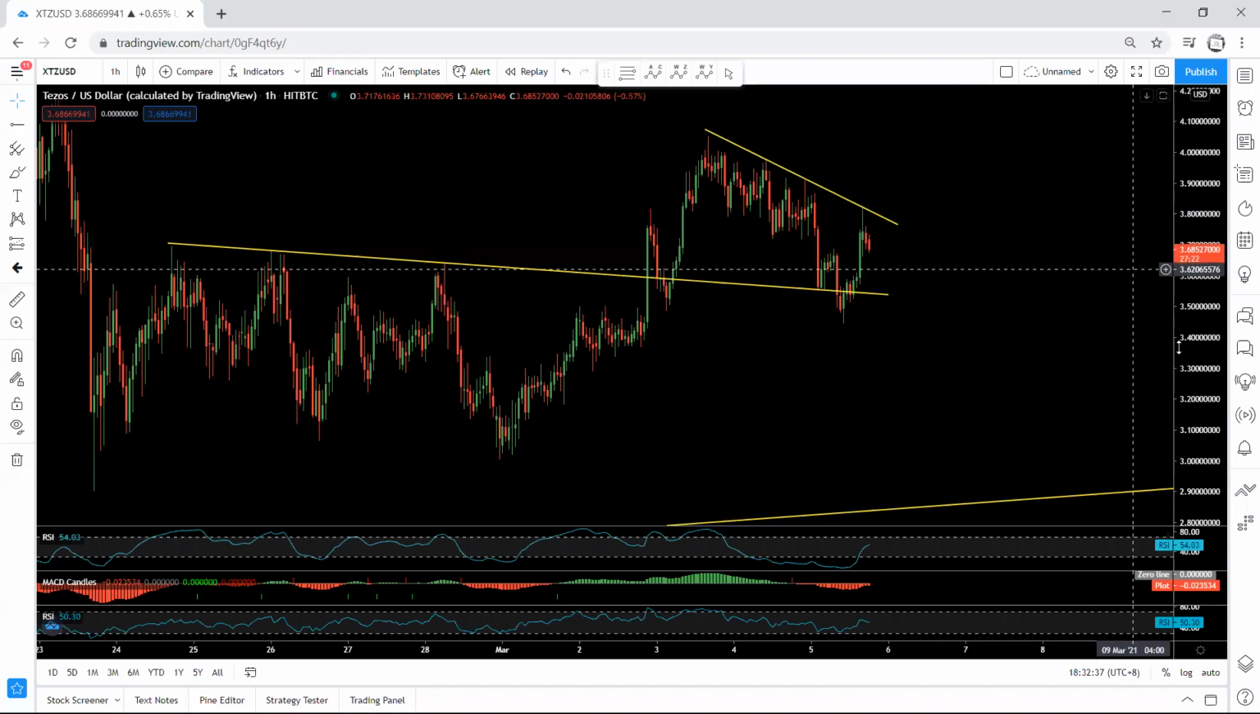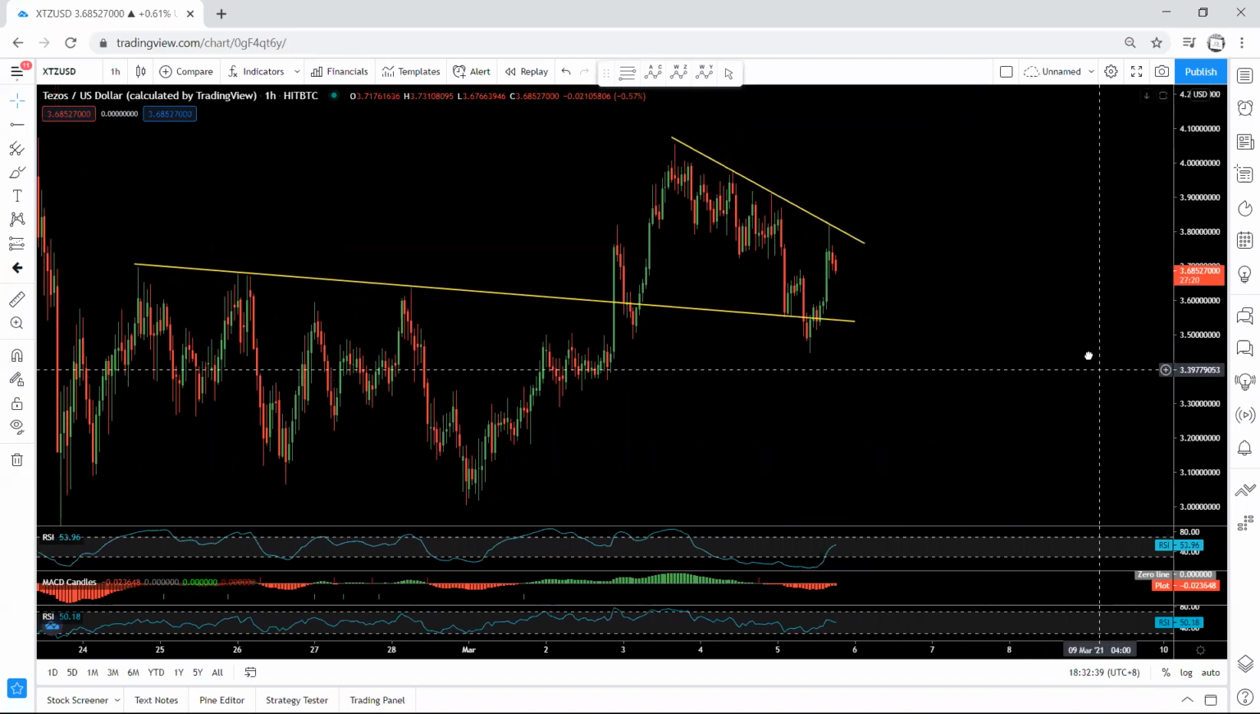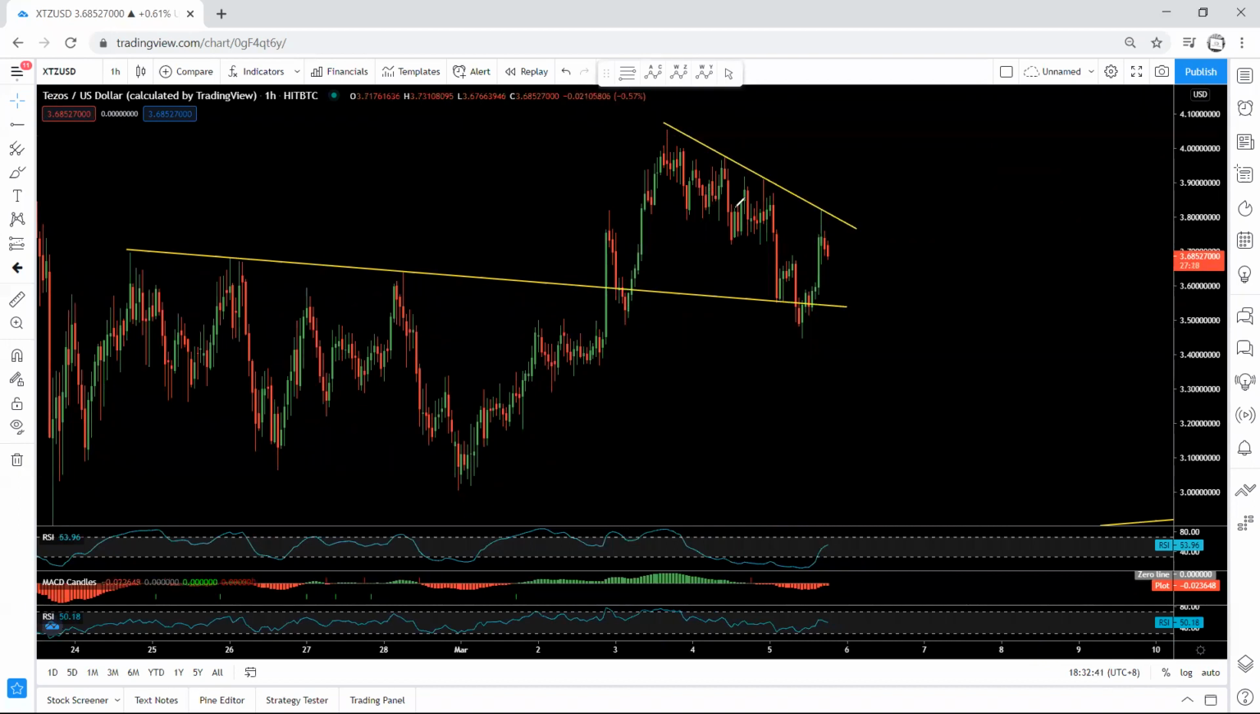Now we are based on 1 hour chart. If we refer to our analysis, in my last video when the price was here, we mentioned if you want to look for buy, we prefer to get a deeper correction. And this is what we get.